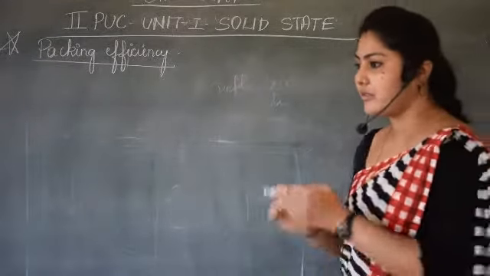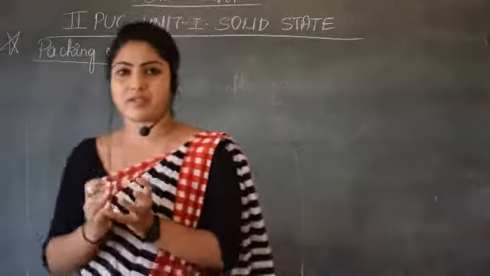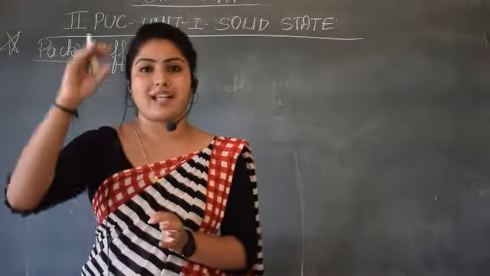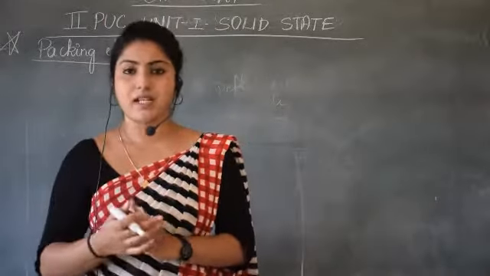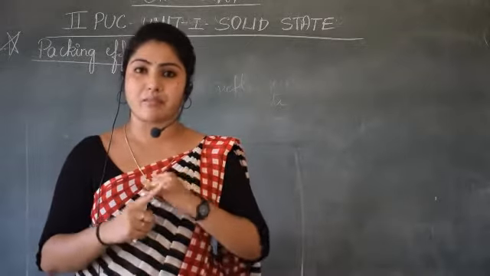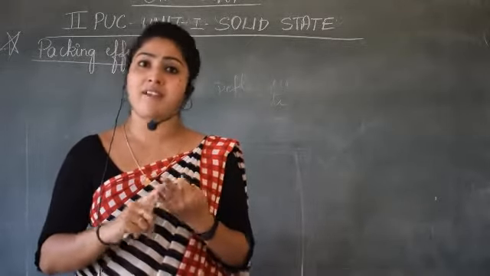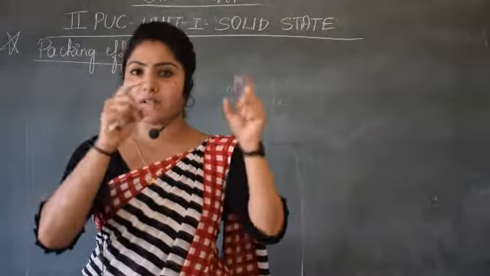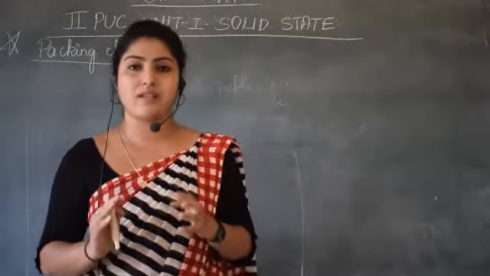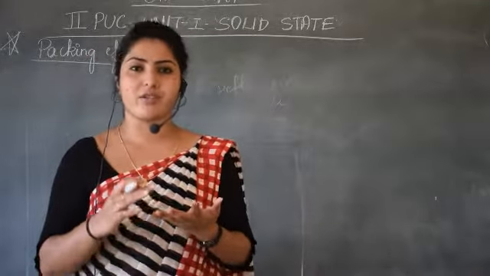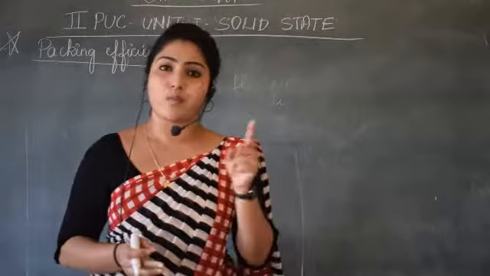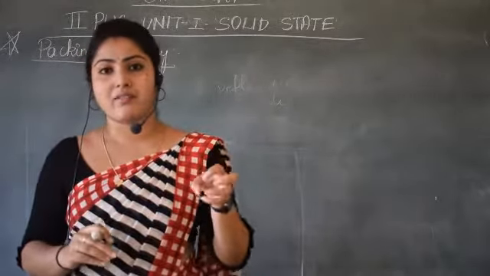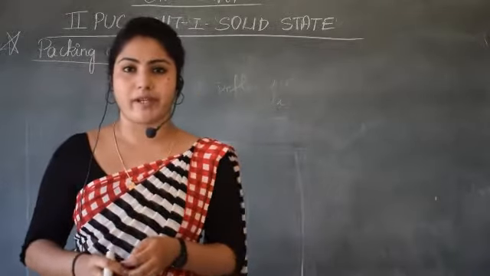So I have told you that there is a small portion of the crystal system, which we call the unit cell. In the unit cell there are particles present, isn't it? Based on that we classified them as simple cube, body centered cube, face centered cube. Simple cube is the one in which only at the corners the particles, which can be atoms, molecules or ions, will be present. Whereas body centered cube is the one in which along with the 8 corners the particle will also be present at the center of the body.